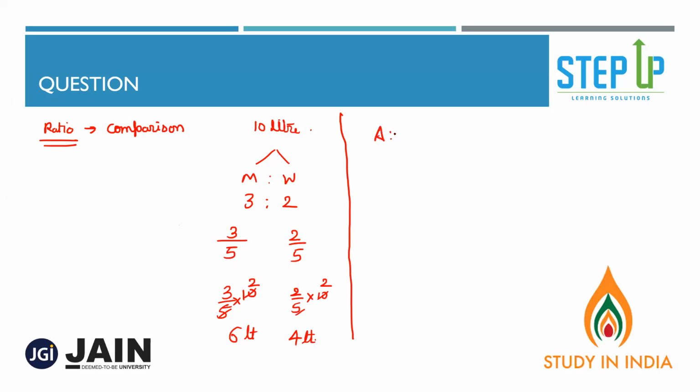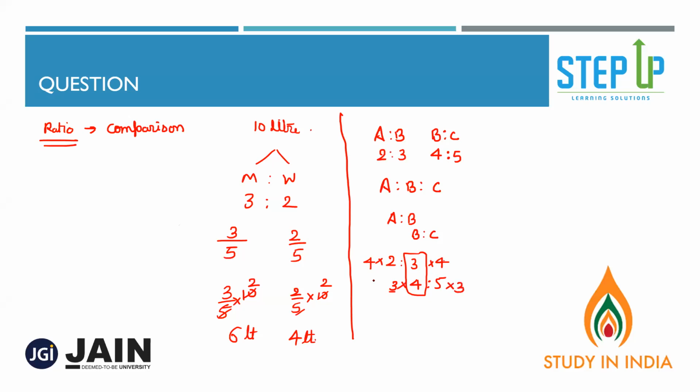Another one, when we have A:B and B:C given, and we have to calculate A:B:C. Then how do we calculate this? Let's say A:B is 2:3 and B:C is 4:5. So we write A:B, B:C, so 2:3 and 4:5. We need to make B common. To make B common, we need to multiply by 4 here. If we are multiplying by 4 here, we need to multiply by 4 here also. Similarly, we are multiplying by 3 here. If we are multiplying by 3, we need to multiply by 3 here also. So this will be 8:12:15. Fine. I hope that's clear.